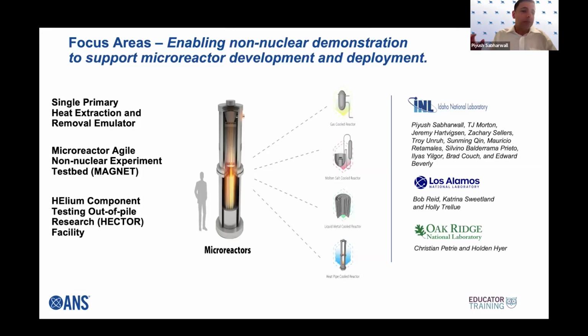Hector is going to be for helium component out of pilot research facilities, looking at much higher pressure and temperatures. Sphere facility is single primary heat extraction emulator, which is basically for heat pipe testing. As I mentioned, one of the microreactor types is heat pipe pool reactors. So, and I have a couple of slides on that, so I'm not going to go deep here. And the next one is magnet.